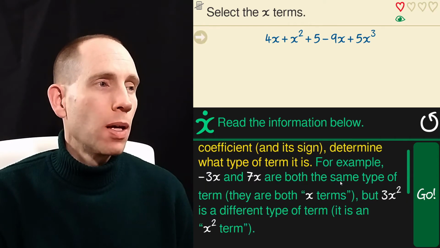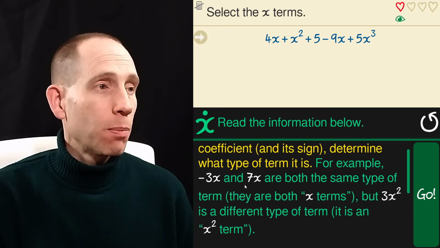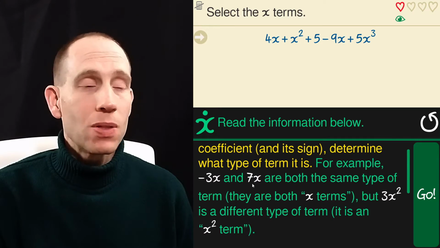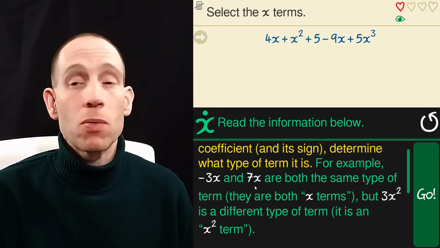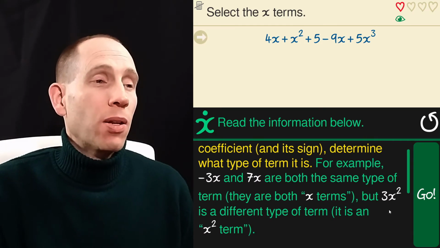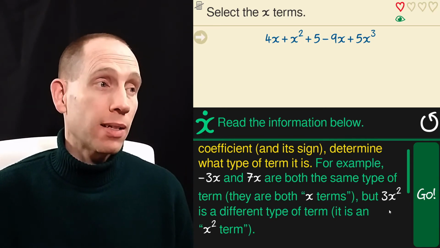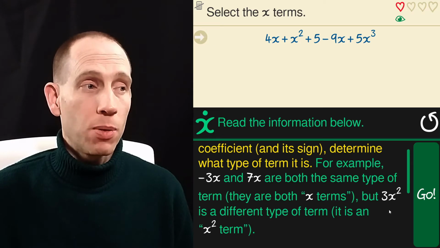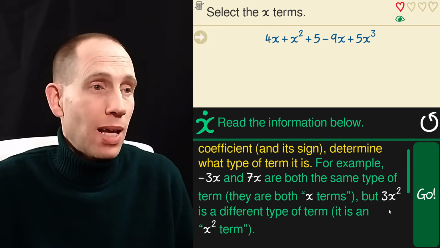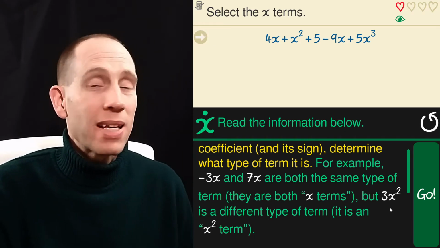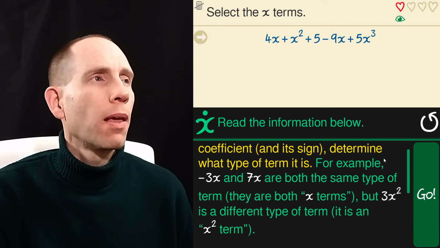So for example, a minus 3x term and a plus 7x term are both the same type of term. They're both called x terms. But a 3x squared term is different. That's different to the 7x term and the minus 3x term. It's a different type. It's an x squared type. So the x and the x squared are different. They make it different types of terms.